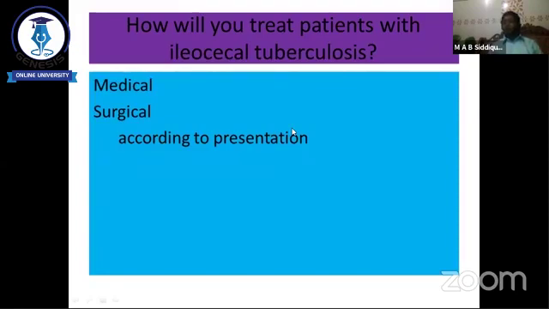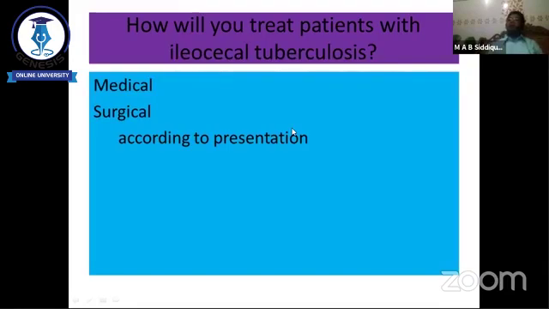These are the TB drugs, anti-TB chemotherapy. We can treat the patient by anti-TB chemotherapy if there is no feature of intestinal obstruction or the patient does not present with perforation. But as I already mentioned, the ulcerative variety usually presents with perforation, and the hyperplastic variety presents with intestinal obstruction.